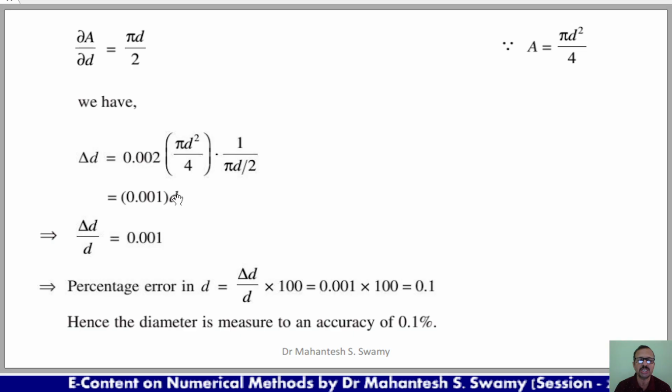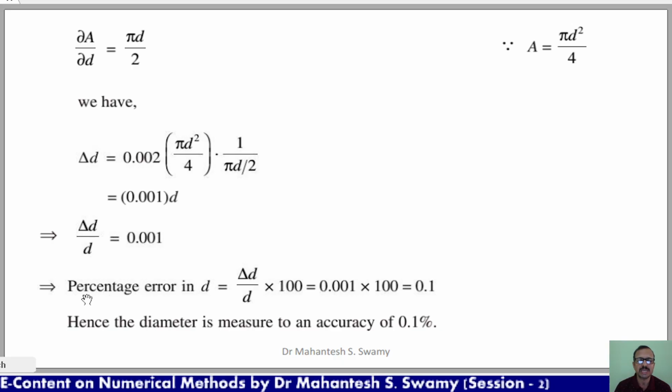Now you take this d to the left hand side, it comes to the denominator. Delta d by d is equal to 0.001. So this is the relative error. You multiply this with 100, you will get the percentage error. So the percentage error in d is relative error into 100. So this much into 100, two zeros are to be omitted.